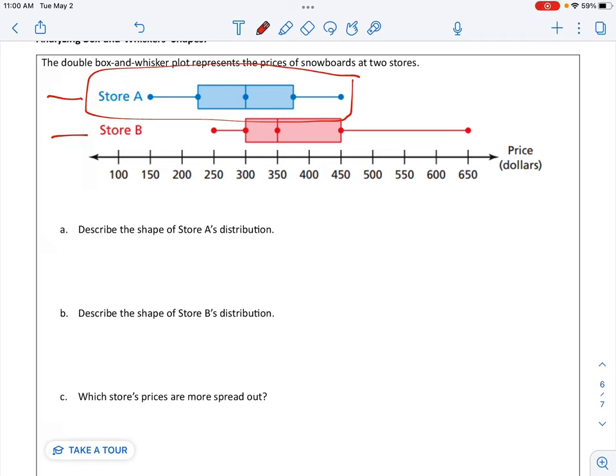So when we have box and whisker plots, it's about the whisker lengths. So we have this one, and there's the median. So store A is symmetric, because if you cut it down the middle, the left side is pretty much the same as the right side. Okay, the whiskers are about the same length, so that's symmetric.